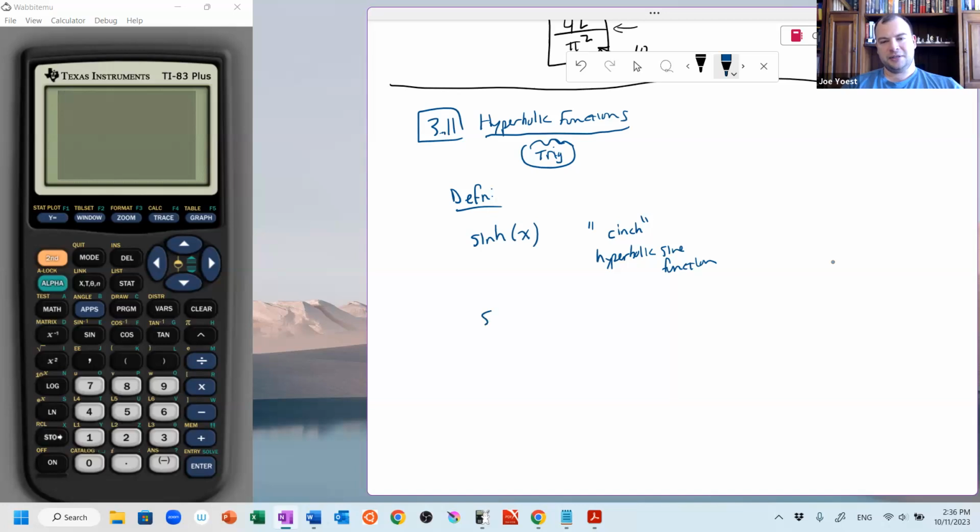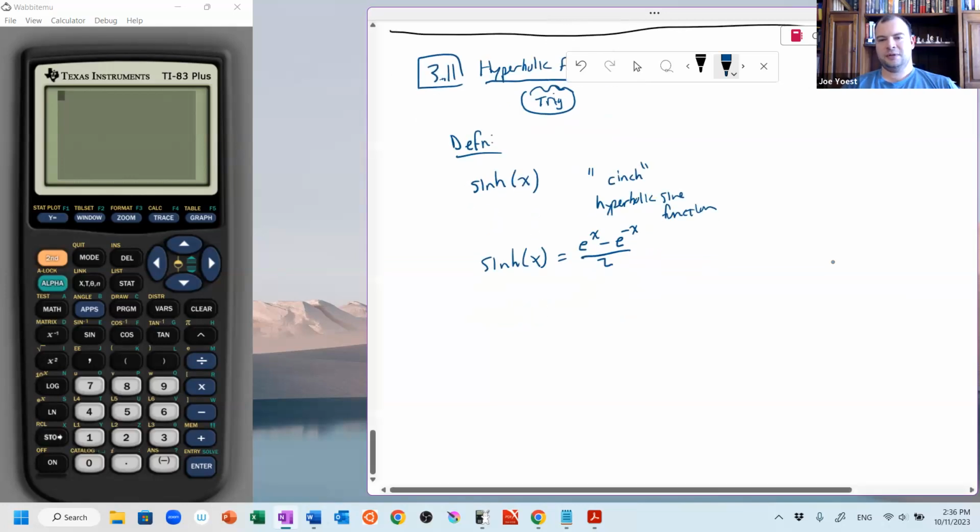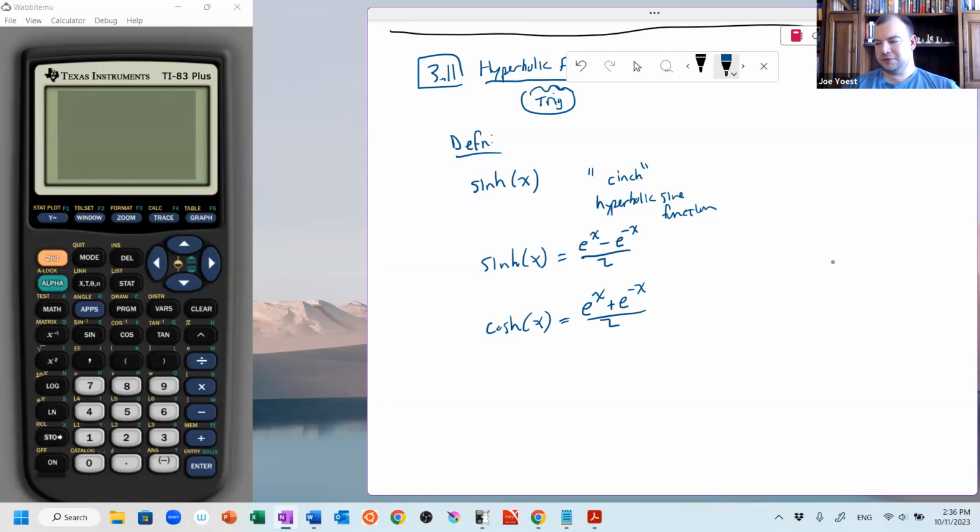And it's defined as sinh of x equals e to the x minus e to the negative x over 2. We have another function, the hyperbolic cosine of x, cosh of x, is e to the x plus e to the negative x over 2.